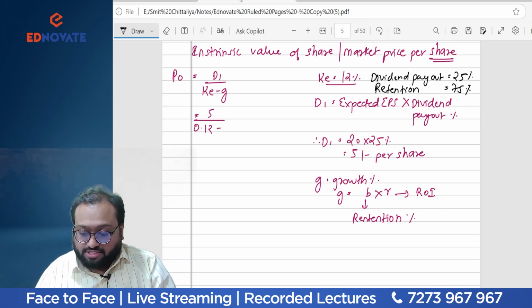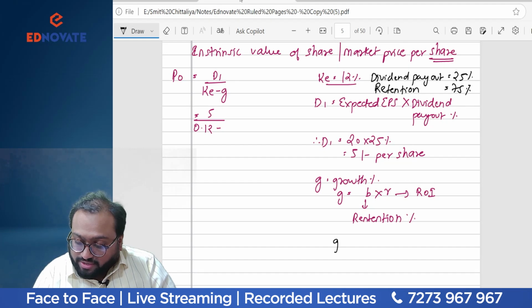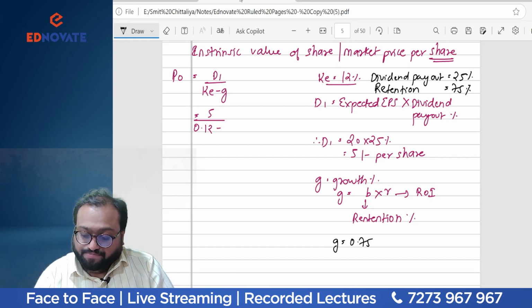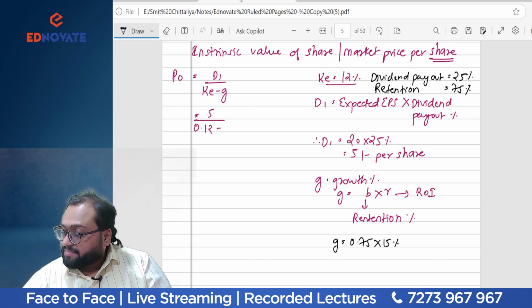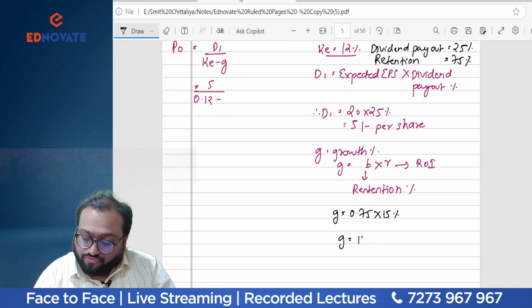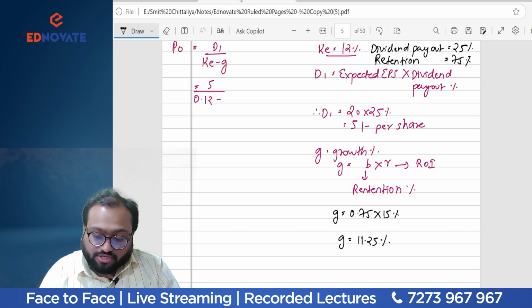So of course retention here, you can find out G is equal to your retention, which is 0.75, that is 75%, and the ROI is 15%. So you will get 0.75 into 15% as 11.25 percent as the growth of the company. So I got my G percentage.